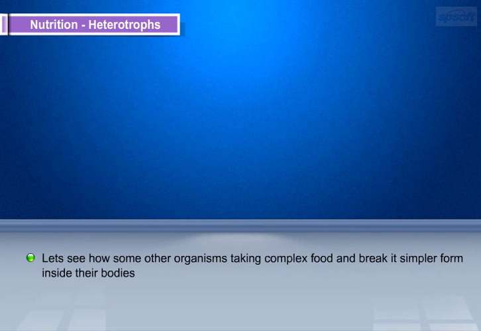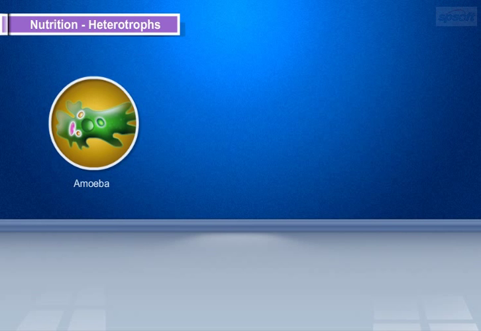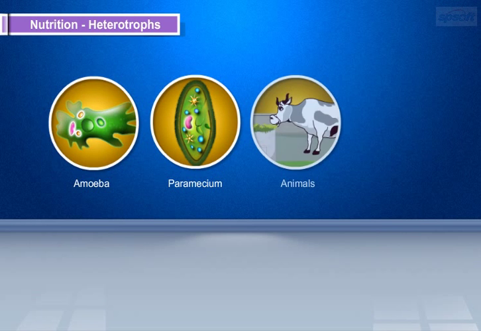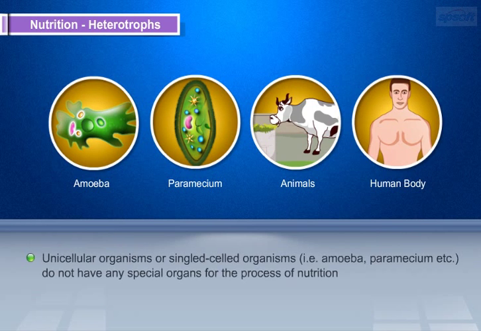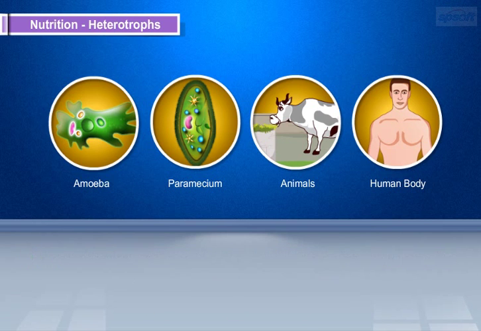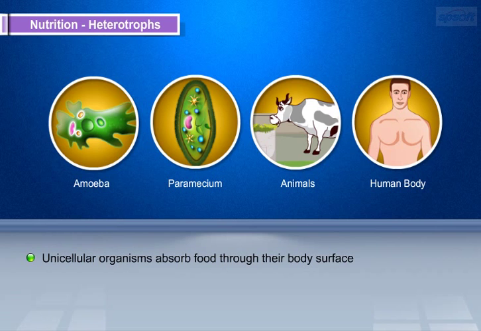Let's see how other organisms take complex food and break it into simpler form inside their bodies. Since the food and the way it is obtained differ, the digestive system is different in various organisms. Unicellular or single-celled organisms, that is amoeba, Paramecium etc., do not have any special organs for the process of nutrition. Unicellular organisms absorb food through their body surface.